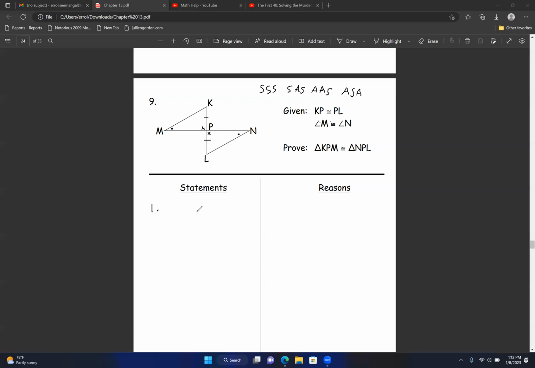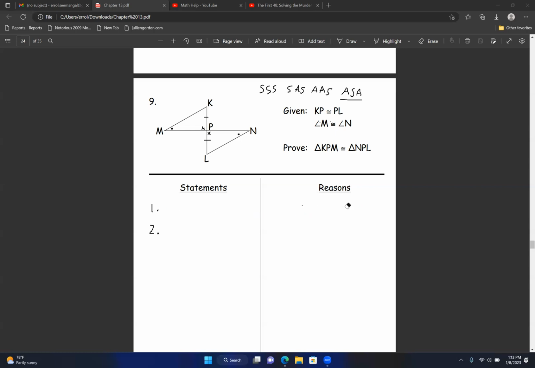Okay, so what should I write here? What's the first thing? KP equals PL. That's given. What's number two? Angle M equals angle N. Well, we want ASA, right? We got to write it in this order. This is the side actually, right? We want to write it in ASA order. The S would be second. So we want the angle first.